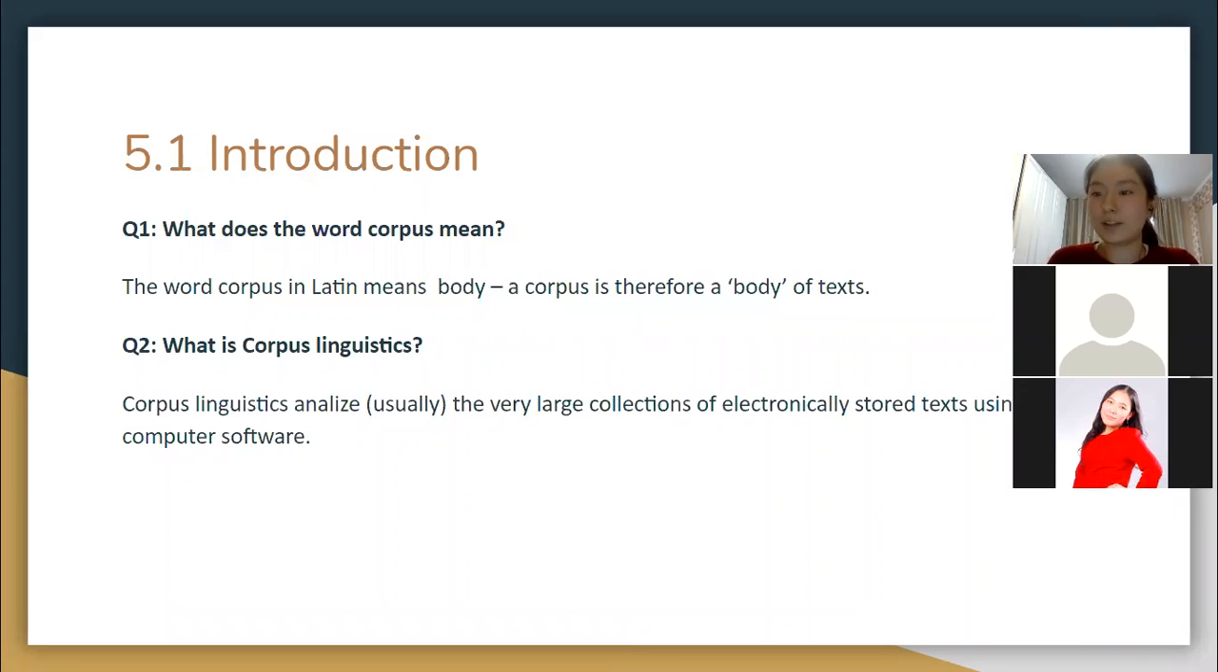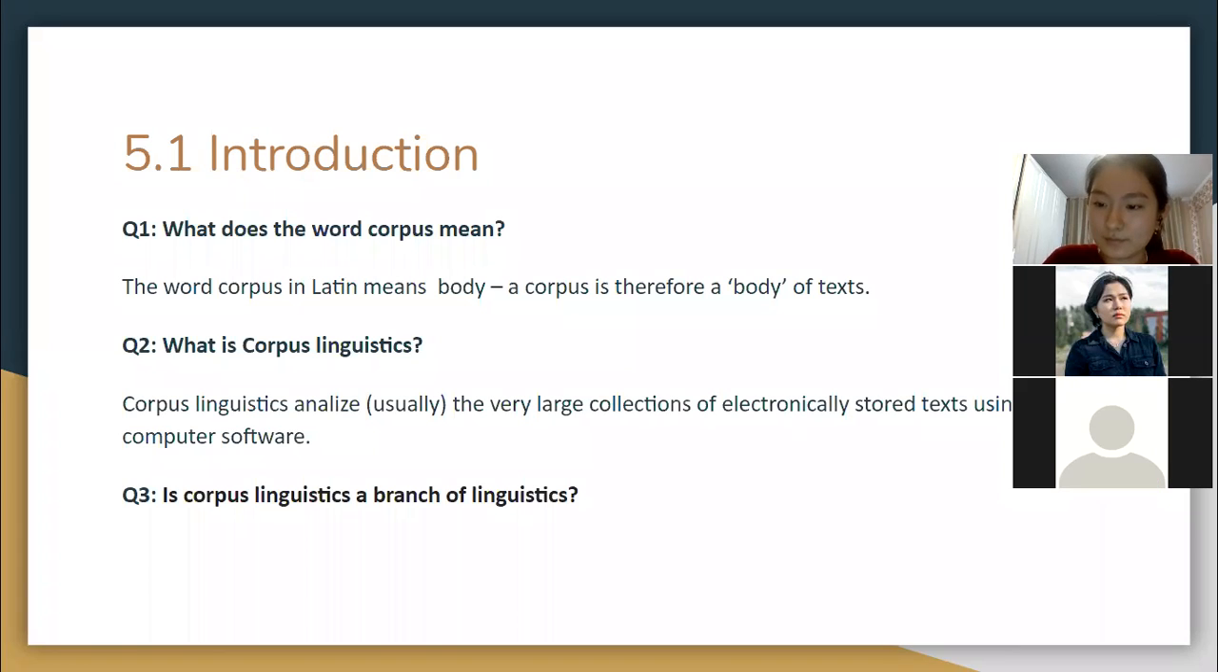So it is a large collection of electronically stored texts, and we can analyze them by using computer software. You're right. So the next question will be, is corpus linguistics a branch of linguistics like semantics, phonetics? May I answer? Yeah. So the general knowledge is that yes, it's a branch of linguistics, but there are some people like McEnery, who think that it's more of a methodology in linguistics rather than a separate branch that can be used to analyze various other branches.